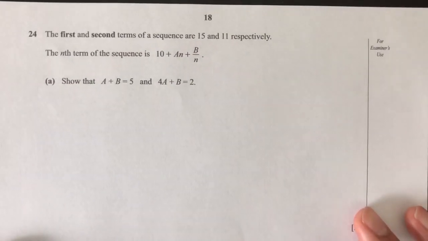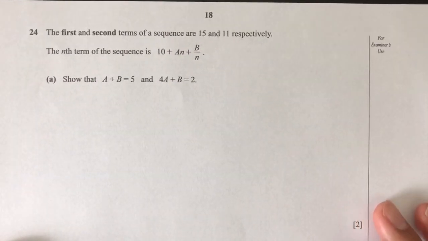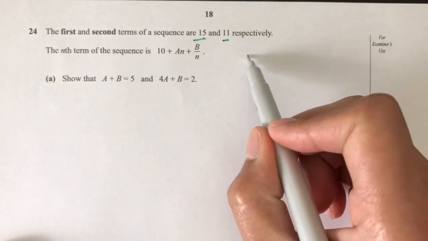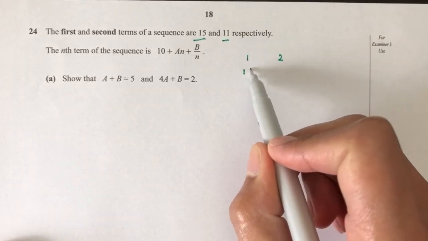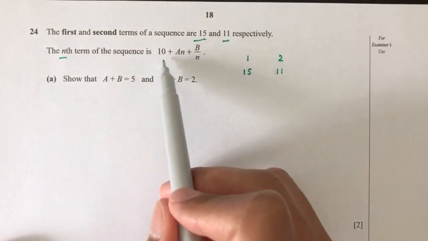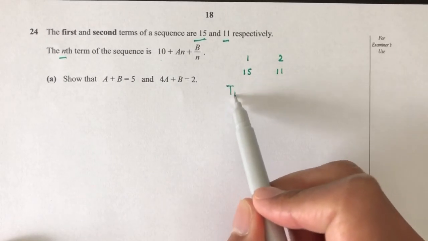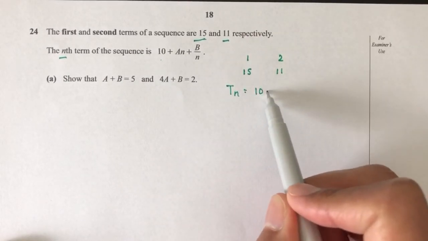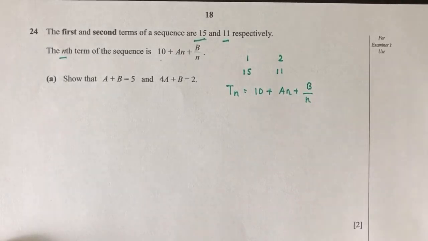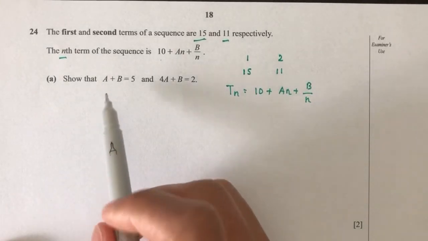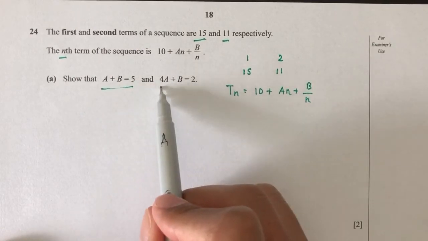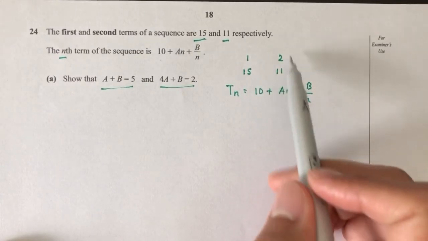Now move on to question number 24. The first and second term of a sequence are 15 and 11. So the first one is 15 and the second one is 11. The nth term of a sequence is this. So it means that Tn is equal to 10 plus an plus b over n. Now we have to show that a plus b is equal to 5 and 4a plus b equal to 2. So we have to use these two to show this.